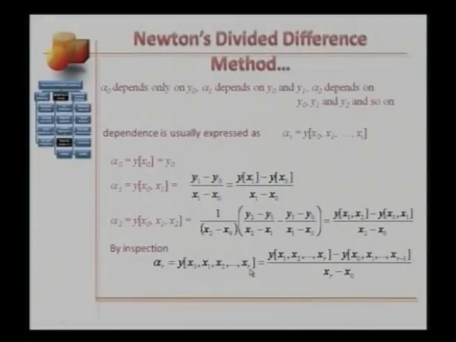r equals 2 here. So we'll get alpha 2 equals y of x0, x1, and x2. If r is equal to 2 here, we'll have y of x1 and x2, which is right here. And then this would be followed by minus y of x0 and x1, which is right here. When r is equal to 2, we'll need only x1. And in the denominator here, we'll have x of 2 minus x of 0.